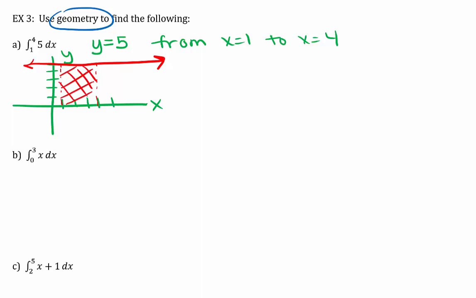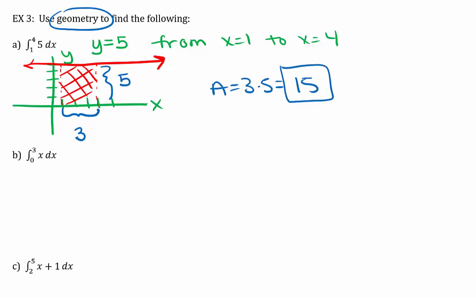And now that I have my picture drawn, I can see that the width of this rectangle from 1 to 4 is 3, and the height of this rectangle is 5. And so the area is just length times width, or 15. So this integral equals 15.